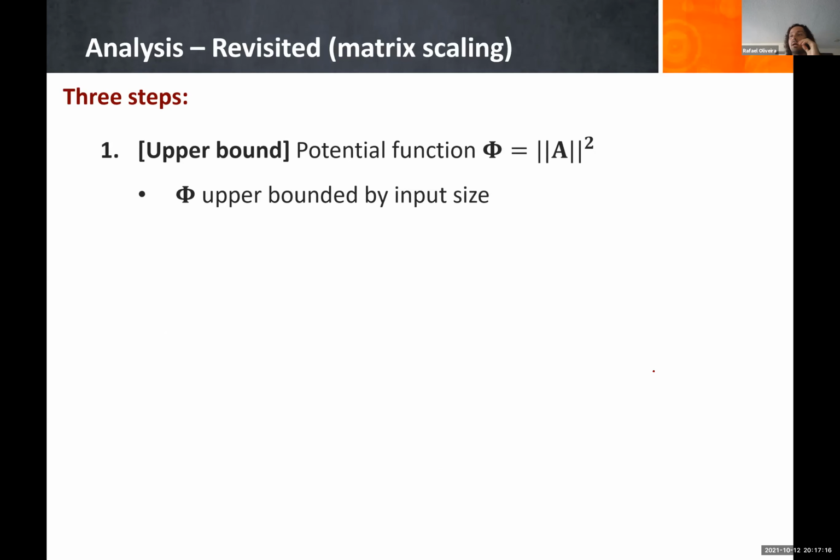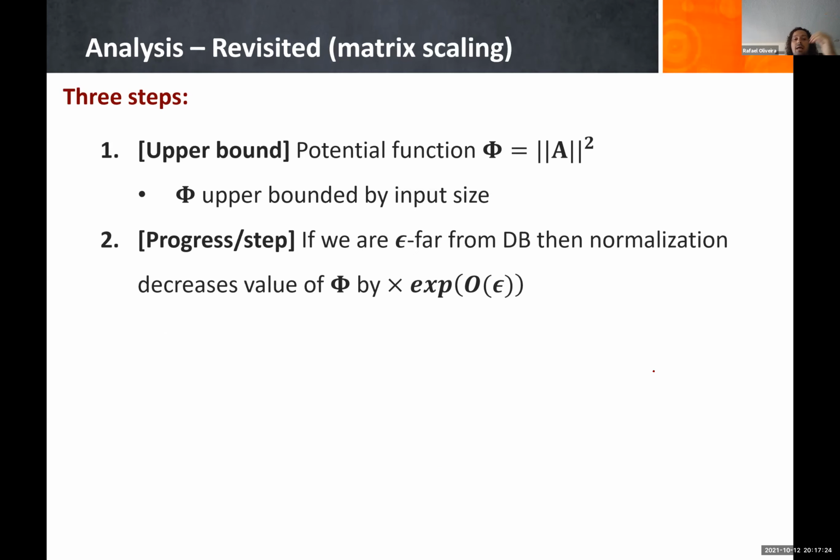Our potential function now, which would be a bit different from Ankit's, is that we're going to use the norm of the matrix squared, and it is upper bounded by the input size. If you do the same thing as Ankit did using the norm, you can see that if we're epsilon far from doubly balanced, then this normalization will decrease the value exactly by this multiplicative factor.